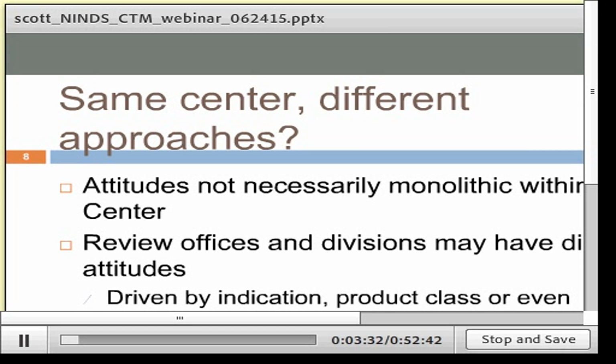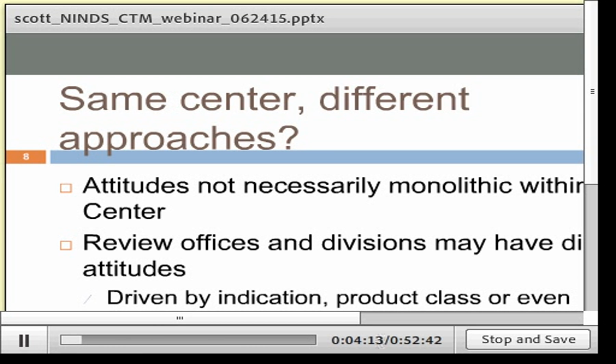Even within a center, there's not necessarily going to be one monolithic approach to adaptive design. Each of the centers is organized in various ways into review offices and divisions, usually by indication or by type of product they regulate. And each of those divisions has considerable autonomy and may have different attitudes that are governed by the indications they work with, the product classes they work with, or in some cases, concerns about a specific product. And fundamentally, the bottom line is that every proposal gets reviewed by people. And people are individuals and have individual viewpoints.